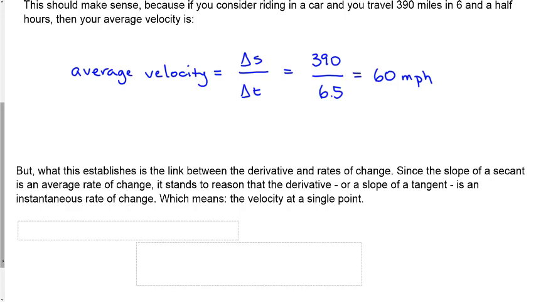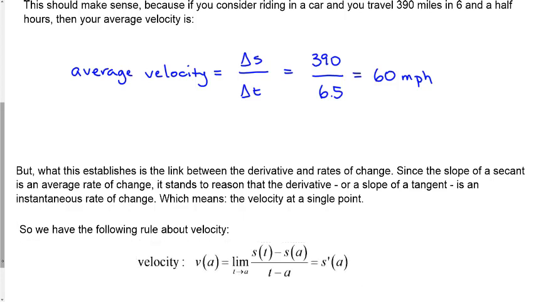So we have the following rule about velocity that you should make sure you remember. That velocity is the first derivative of position. So if you want an instantaneous velocity at a particular point, you can find that by using this limit definition of a derivative.